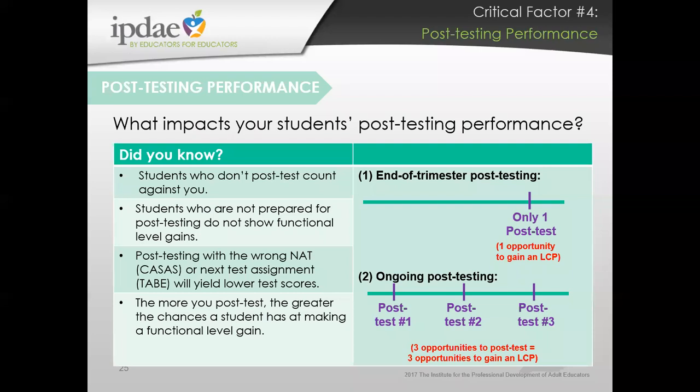So prior to post-testing, be sure that you review the student's individualized plans. Go over any pending content that remains non-mastered. Be sure the student has demonstrated at least 70 to 75% mastery of all tested content. And this is going to give a student a higher chance at making that measurable gain. So as your students move from one functional level to the next, so will your post-testing performance.